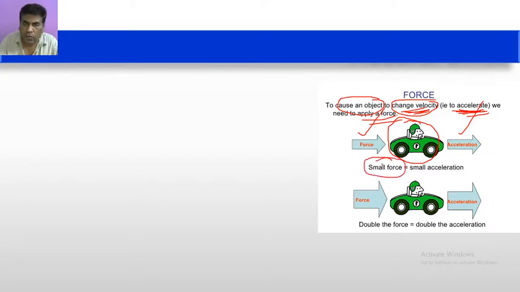If we apply small force, there will be small acceleration. Suppose in the beginning velocity is 0. After some time, because we have applied a very small force, the velocity may increase by a very small amount, to 2 meters per second. So as the force is small, the increase in velocity will be small. Here increase in velocity or change in velocity is called acceleration. So because of small force, acceleration will be small.